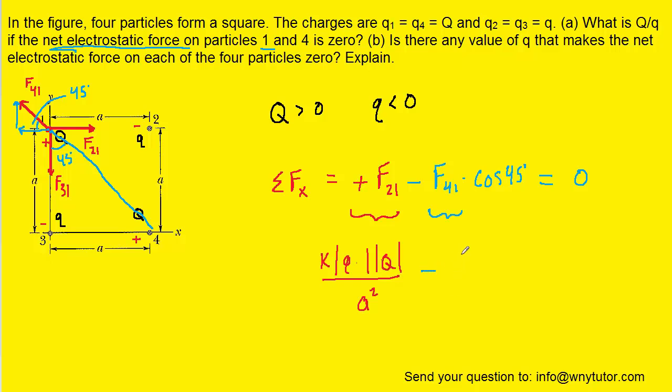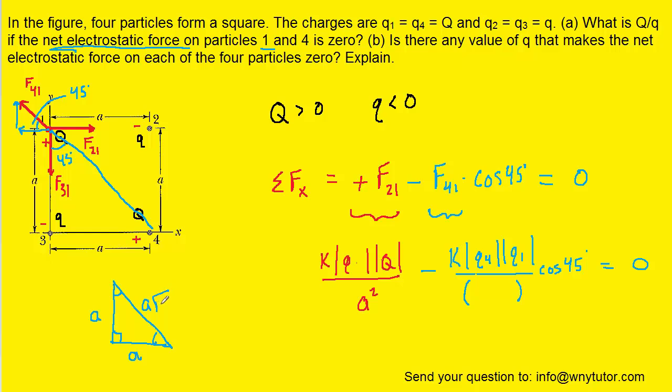For F41, we're going to have a similar setup. Now, notice for the distance between charge 1 and charge 4, we would be needing the length of this segment right here. Now, in effect, since we have a square, we have ourselves a 45, 45, 90 right triangle. This side has been marked A, as has this side. That means the hypotenuse here is A radical 2. So we can plug that in for the distance and then square it.